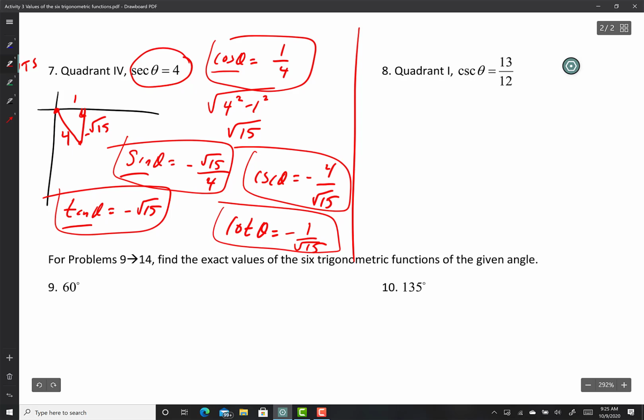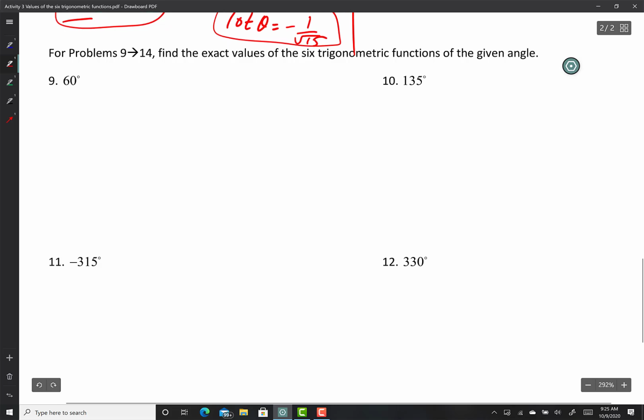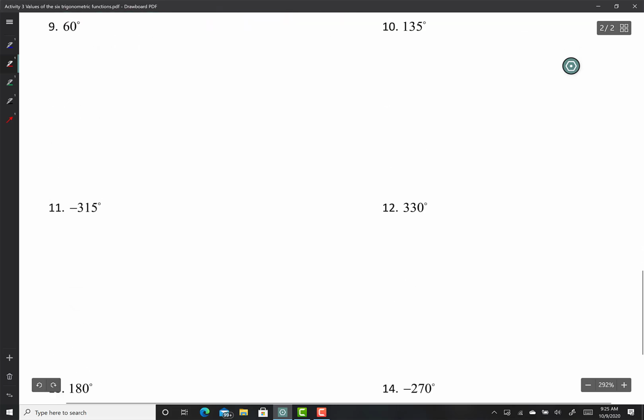1, 2, 3, 4, 5. But if you have yours nice and orderly in one column, that would be ideal. All right, so this one, 9 through 14. So I'm going to do these next three here.